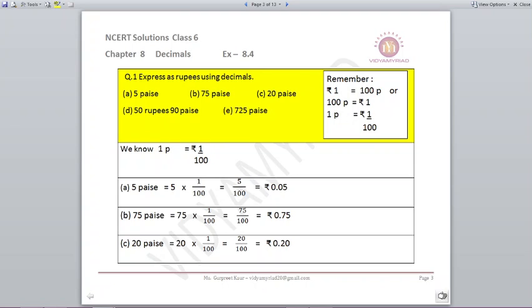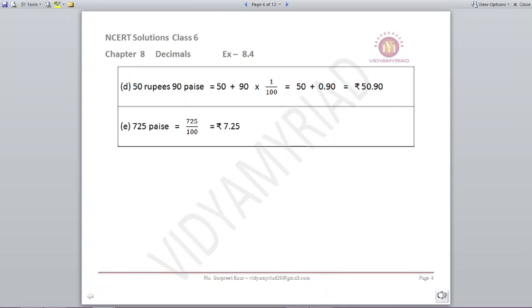B part, 75 paise. So, multiply with 1 upon 100 becomes 75 upon 100. So, how many decimal places, how many digits I have to count? 2 digits. So, there is 5, there is 7. So, where will be decimal? After 7. So, my answer is rupees 0.75. 20 paise. 20 paise means 20 upon 100, which means rupees 0.20.